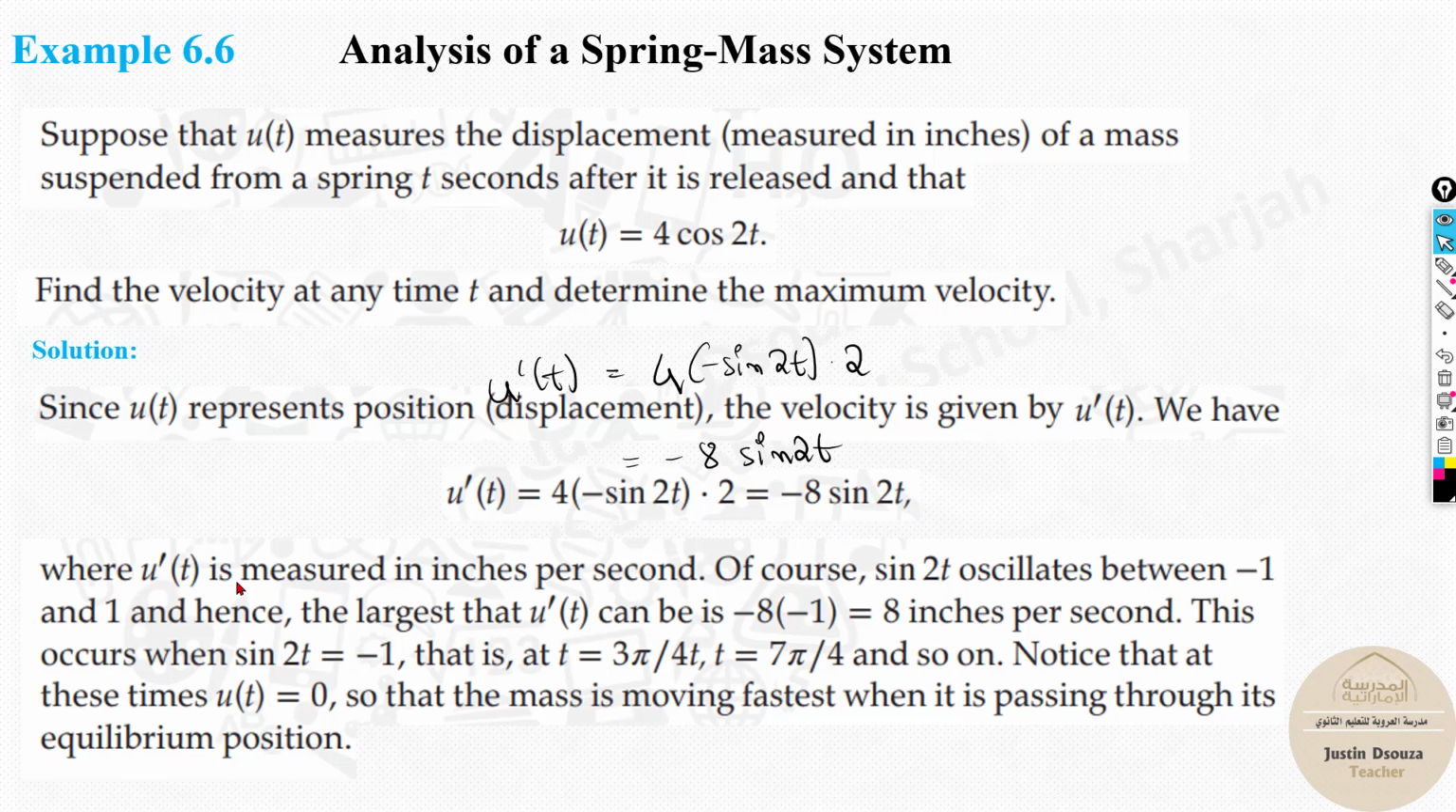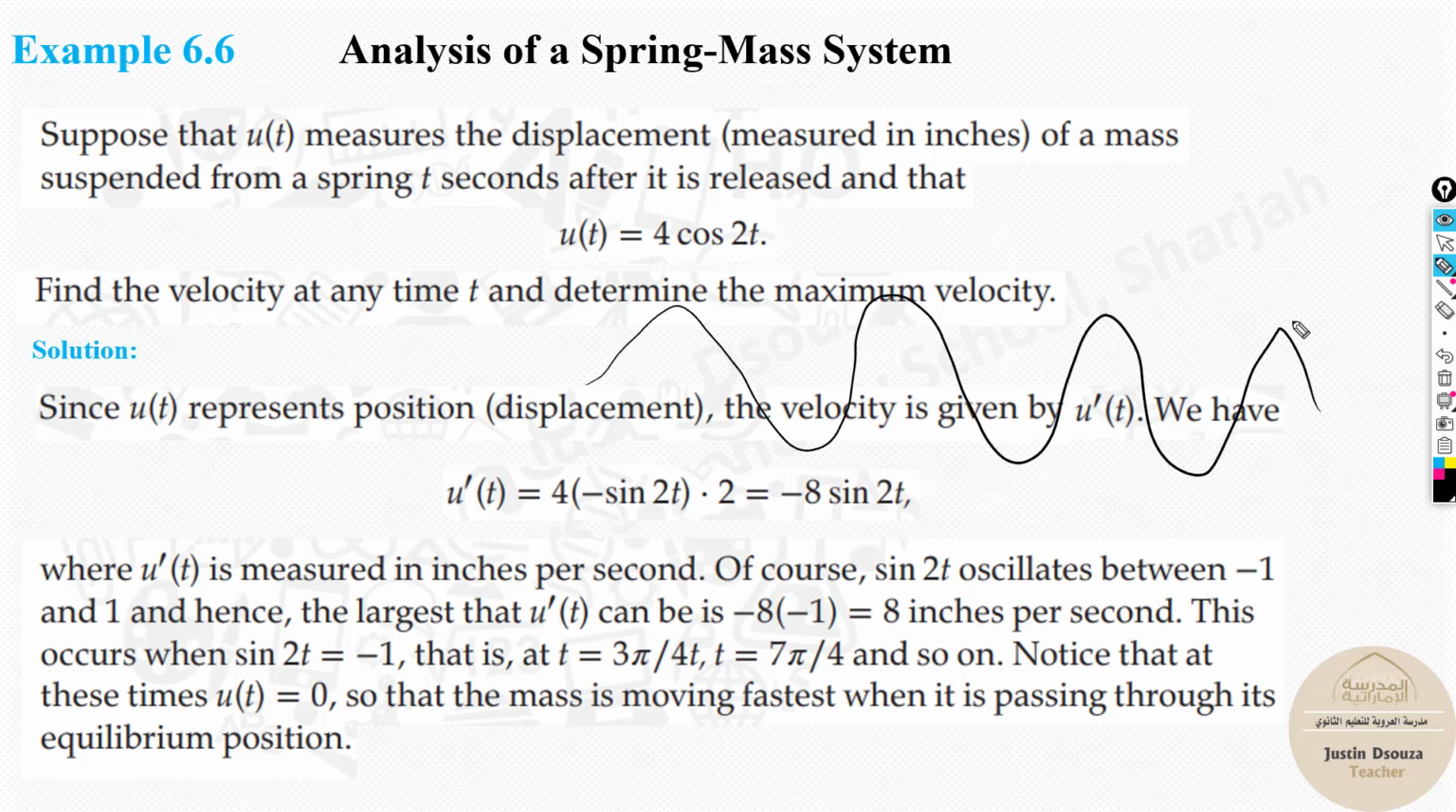So we found that u dash is measured in inches per second. Now what is the range of this sine function? You know the graph, right? What is the range of that graph? If you recall, this line will be somewhere at 0, this is 1, and this will be minus 1. Okay, that's the range. So 1 and minus 1. Now, where will the maximum velocity be? Is it over here or over here?